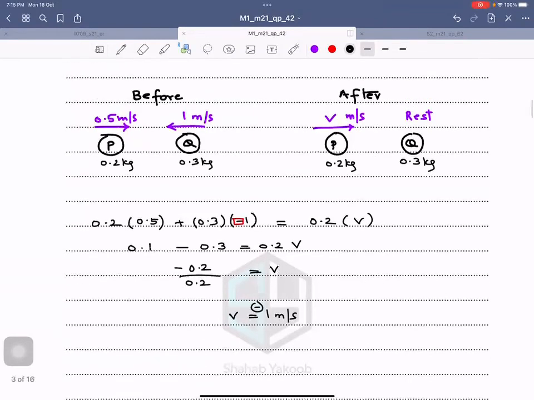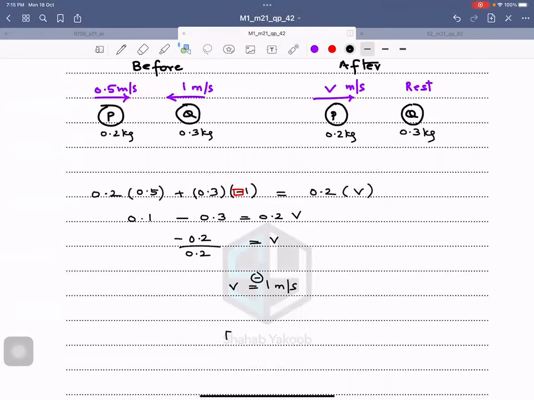That means particle P has changed direction and it's moving in the other side, because that's what the negative sign is saying. It's moving with a speed of 1 meter per second to the left. Initially, according to our diagram, it was going to the right. Now it's moving in the opposite direction.